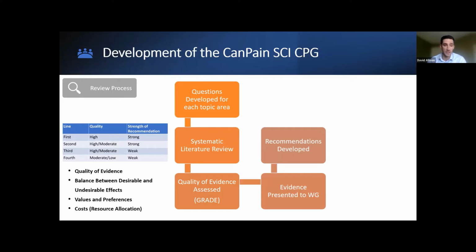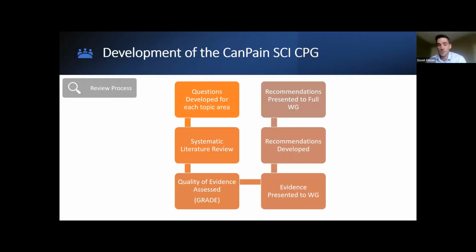One being, for example, the efficacy of the treatment versus the side effects that may be associated with that treatment. Some more subjective things such as values and preferences of the clinicians themselves, and then also cost. So how expensive would the treatment be, and what other resources, personnel, and equipment are required to perform the treatment.